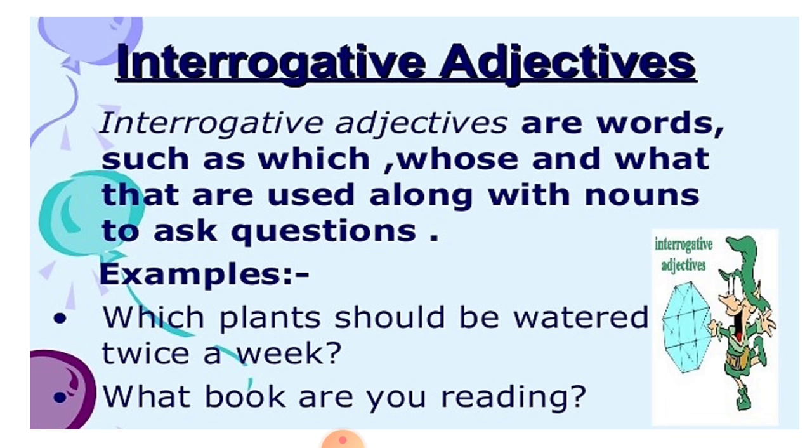Interrogative adjectives, as the name itself suggests, are the adjectives which are used to frame questions, or which put up questions, like which, whose and what. They are used along with nouns, so they are adjectives. Which plants should be watered twice a week? Now which is being used for putting the question, and along with plants, so it is functioning like an adjective, and they are known as interrogative adjectives.